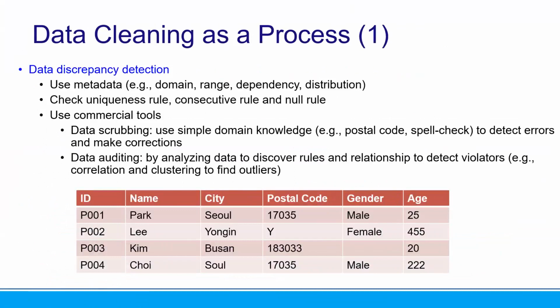And when we are dealing with noisy data, we can also do cleaning. There are some methods, this is the data discrepancy detection. In data discrepancy detection, there are some methods like using metadata. The metadata means it depends on the domain, it depends on the range, it depends on the dependency, or it depends on the distribution.